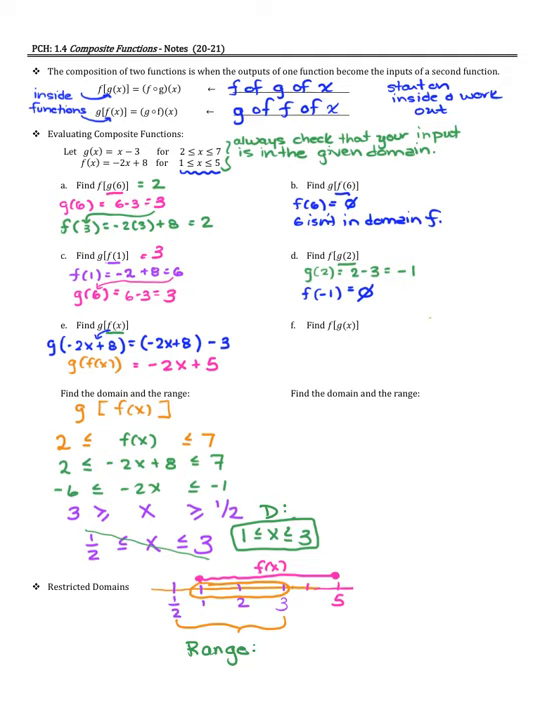So I'm going to do it over here to the side. Negative 2x plus 5, that was our composite function. So negative 2 times 1 plus 5 is 3. Negative 2 times 3 plus 5 is negative 1. So the corresponding range is going to be from negative 1 to 3.